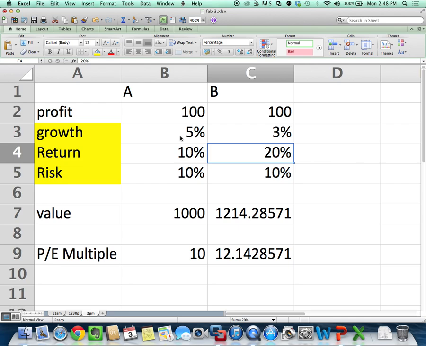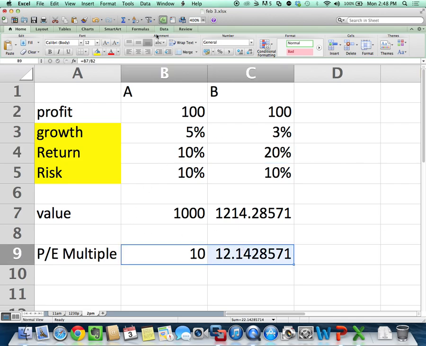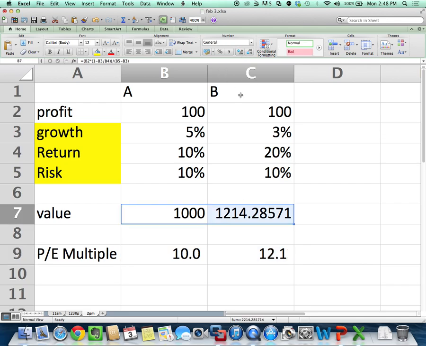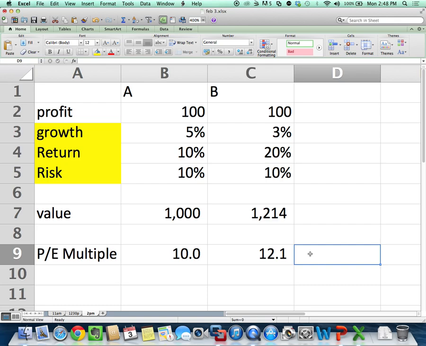This is the expectations game. There's a lot of decimal places here, so I'll get rid of some decimal places. So, why did it go down? Why did the PE of B go down? Because their ROIC is still 20%. What about the lower growth? It's really the change in the expectations.